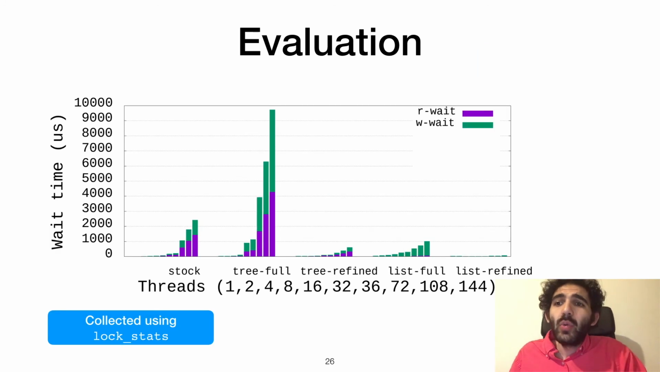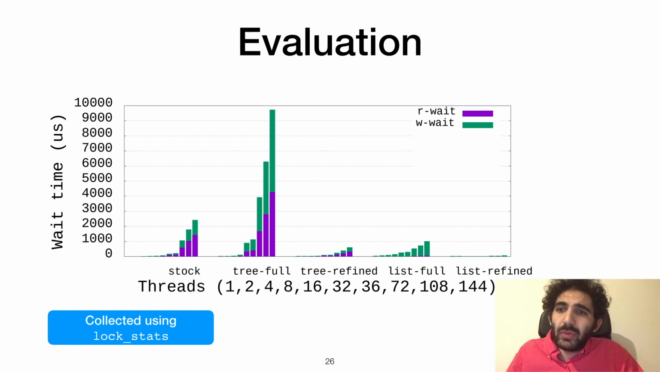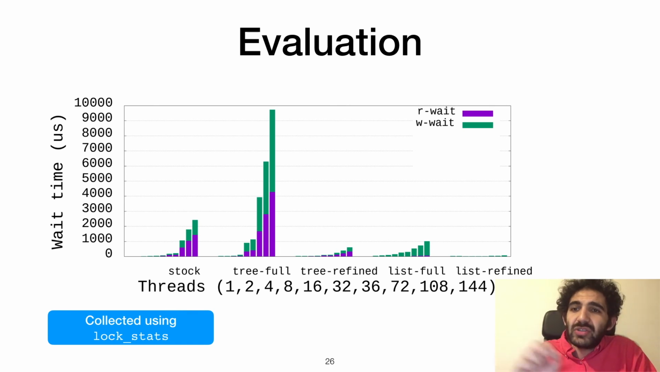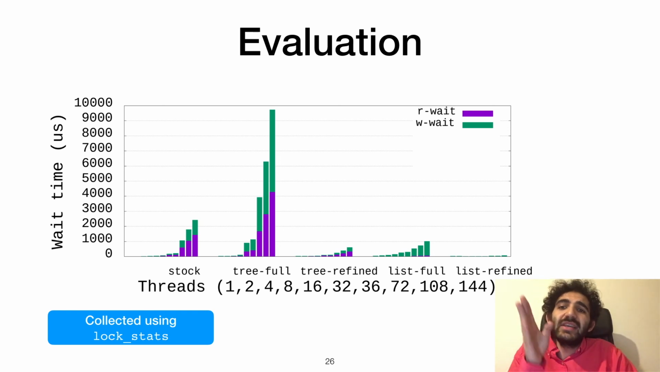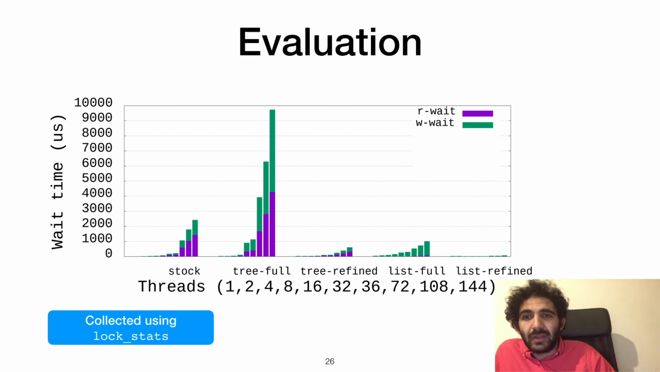To confirm this, we collected the time that's spent waiting on the lock acquisitions of the memory management subsystem using the lock stats capability of the Linux kernel. We can see here, when looking at the tree-based baseline, that indeed the waiting time increases significantly with the increase of the number of threads, even compared to the stock version that relies on a read-write semaphore. And when looking at the list-based variants, we can see that they incur significantly lower waiting times, which explains the benefits and the performance that they have shown before.